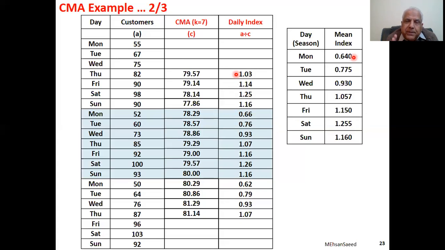If one represents 100 kg of chicken meat, then on Sunday, multiply this by 100, he will be ordering 116 kg of chicken meat. And on Tuesday, he will be ordering this multiplied by 100, 177.5 kg of chicken meat.